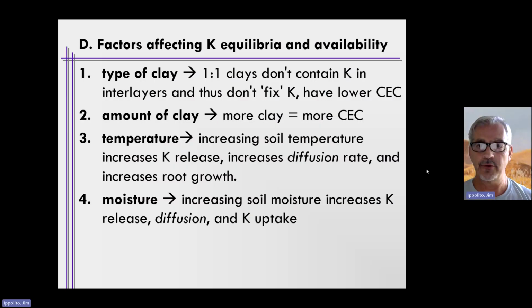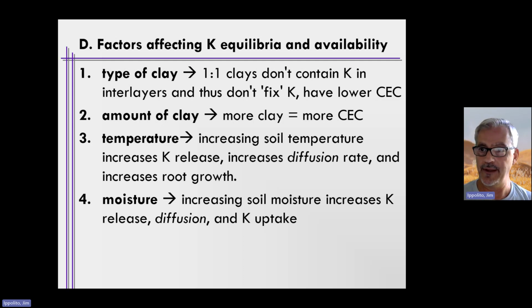Okay, so what are the factors that affect equilibria of potassium and the availability of potassium in soils? There's four major factors that affect this. Number one, the type of clay that's present. I think this was illustrated in those data sets or those tables that I shared with you from those publications from 1979. The type of clay that's present.